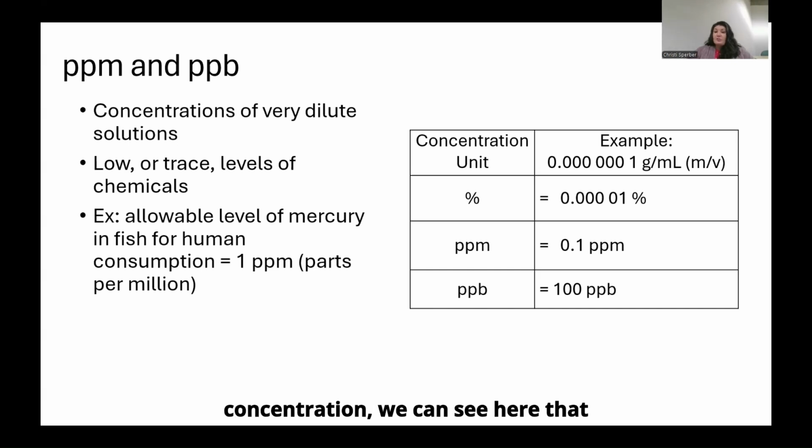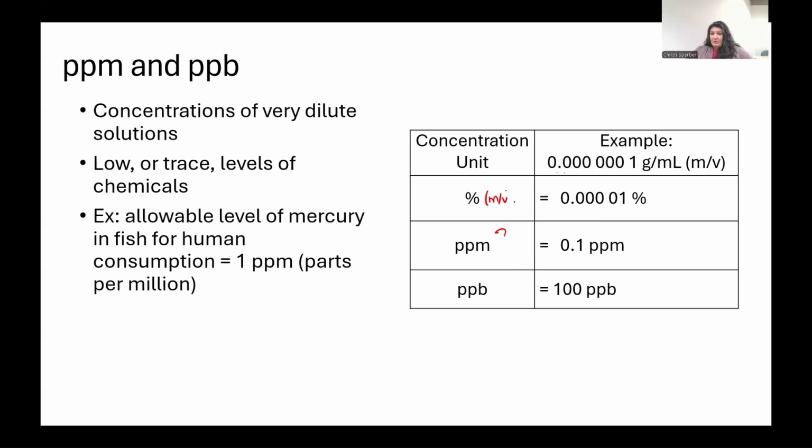So for concentration, we can see here that we have 0.0000001 gram per milliliter as the mass volume concentration. The percent mass volume concentration is 0.00001%. Parts per million, it's equal to 0.1 part per million. Parts per billion is equal to 100 parts per billion.